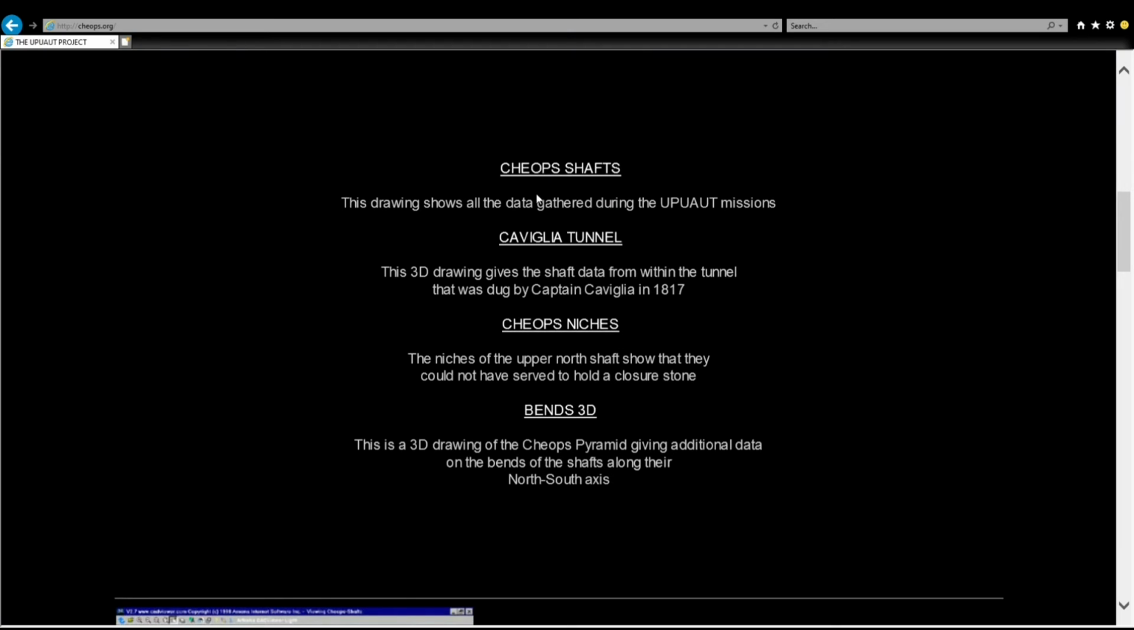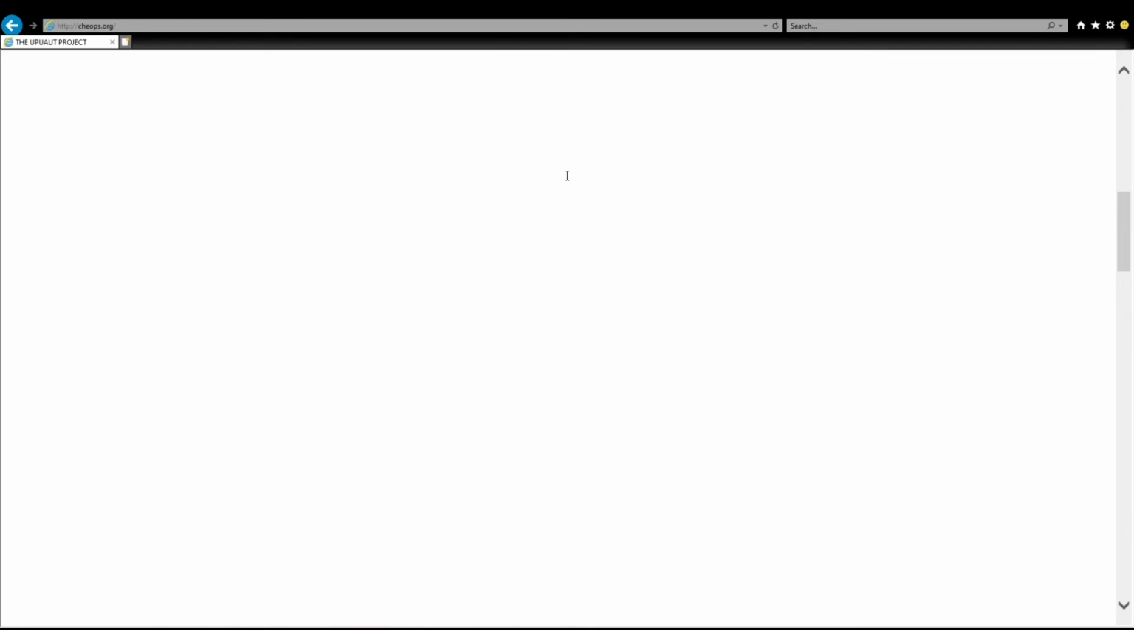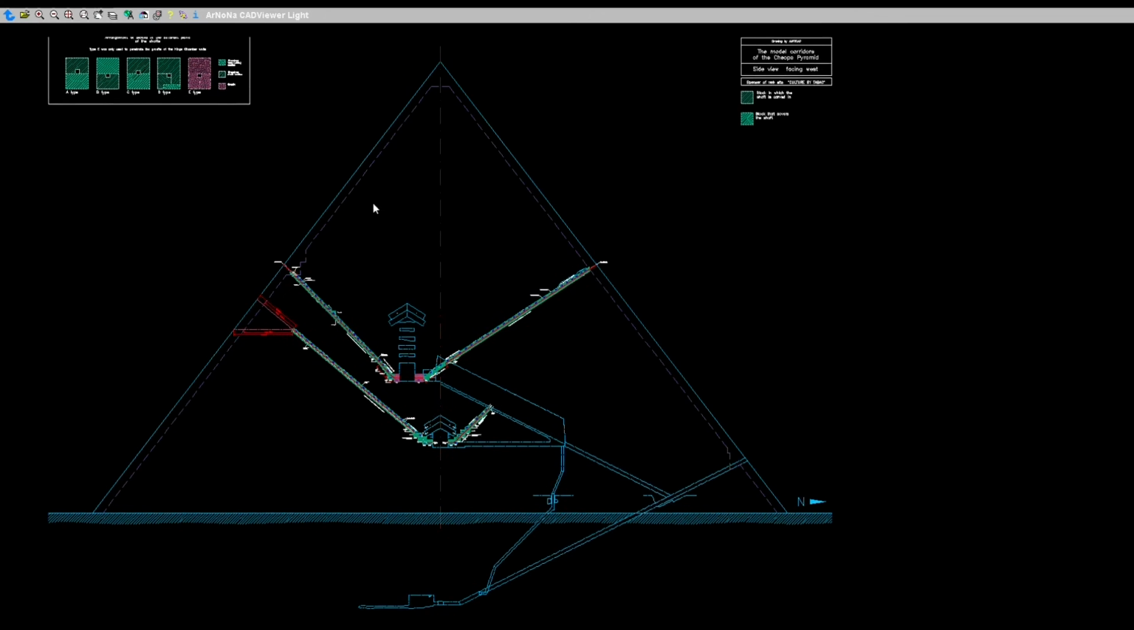There are 4 drawings. The Cheops shaft Caviglia tunnel is just like a small part of the pyramid, as well as the Cheops Niche, which is from, I believe it was from memory, upper southern shaft. And then this one is really useful also. But the main one is here. Let's open that one up. So here we have it.